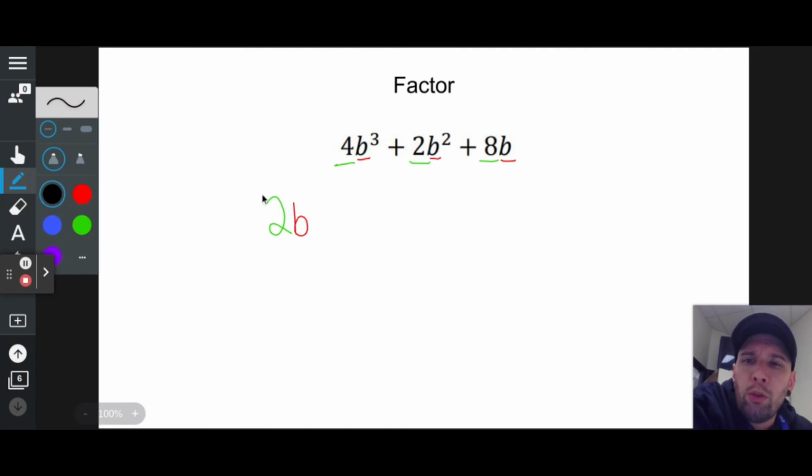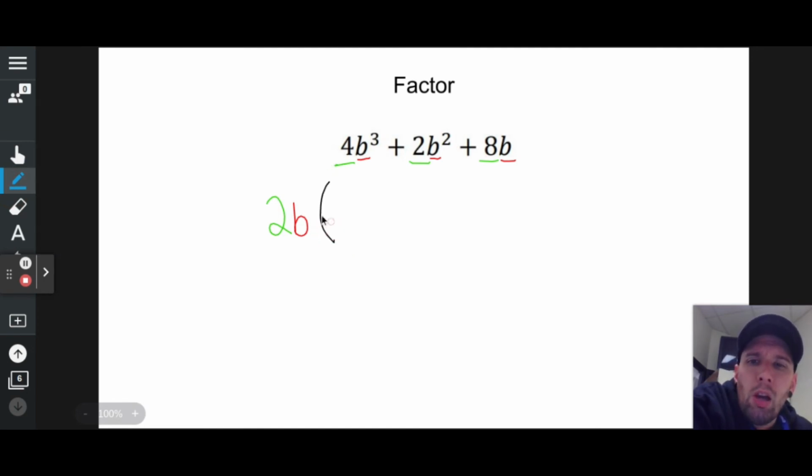Now to do my leftovers, my scraps. 4 divided by 2 is 2. If I remove a b from 3 b's, I have 2 b's left over. 2 b's, or not 2 b's. It was a Shakespeare joke. 2 divided by 2 is invisible 1. I'll hold on to that. If I remove a b from 2 b's, I have a b. So invisible 1, b is what's left over there.